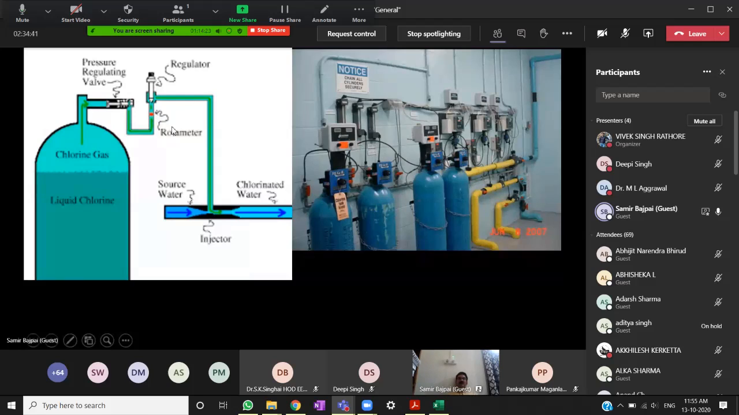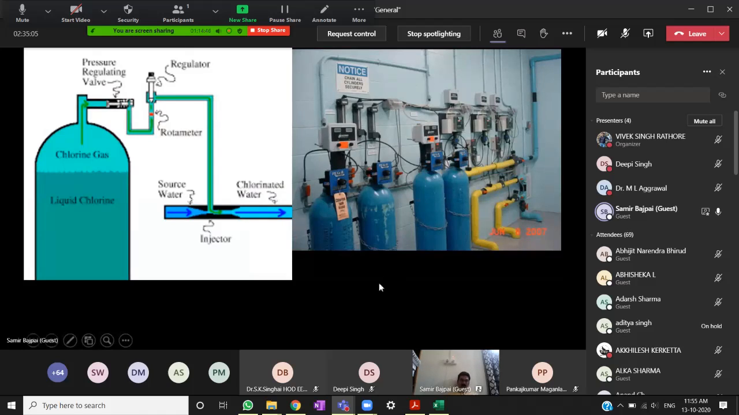So you are measuring the flow through a rotameter, which controls the water flow into this, and this is the water coming in. You apply chlorine through a nozzle, inject the chlorine, and the chlorine gets dissolved in the water, and the chlorinated water is taken to a tank to give sufficient contact time. Typically half an hour of contact time is required.